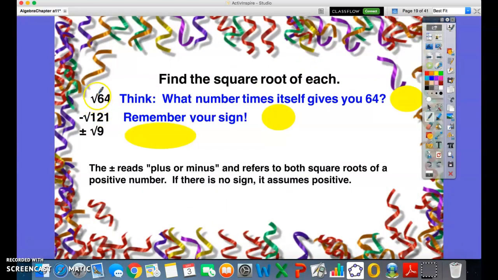So again, this is the positive square root. The square root of 64 means they are looking for the principal root, so that is 8. Here they are looking for the negative square root, so this will be negative 11. And plus or minus 3 means the square root is plus or minus the square root of 9, which is 3. We are looking for both square roots.